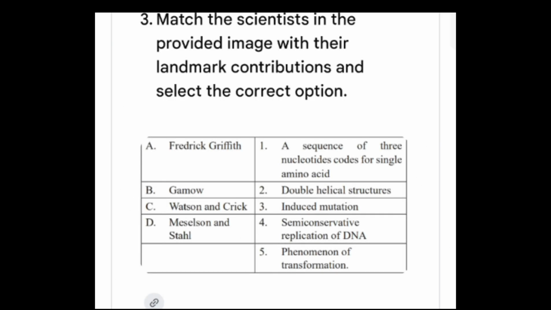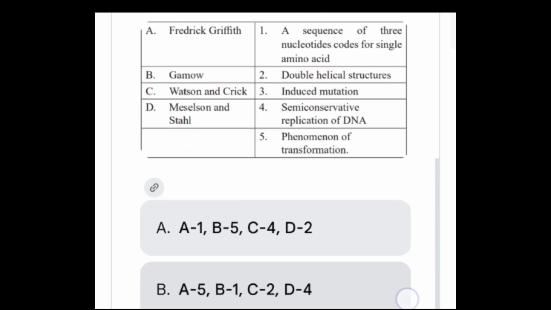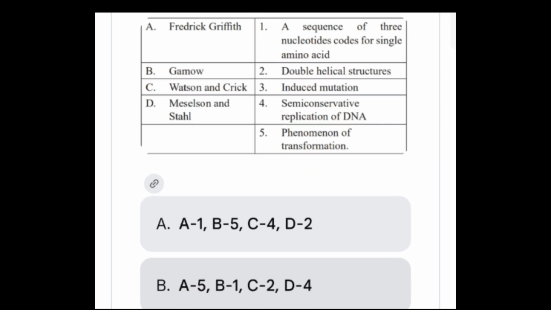So we have to solve the match the pair: match the scientist in the image provided with their landmark contribution, and select the correct option. So we know that here is Frederick Griffith, the experiment on mice, we know the S and R strains, the injections and all, so that is the transformation experiment. So we know that A pairs with 5, so we have two options that pair with 5, that is options B and D. A is pairing with 5.